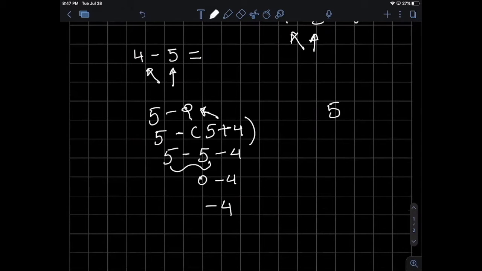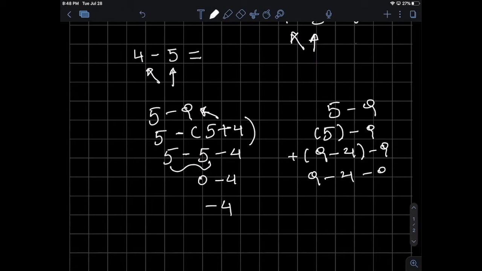Or we can manipulate 5 instead of 9. So we would put 5 in a bracket, minus 9, and then we can get 9 minus 4 minus 9. And we can distribute this positive sign to both 9 and 4. Then we would get 9 minus 4 minus 9. And since addition and subtraction is commutative, we can get 9 minus 9 minus 4. I simply switch the negative 4 and negative 9, and then this is 0. Then we would get 0 minus 4, and then we would get negative 4.